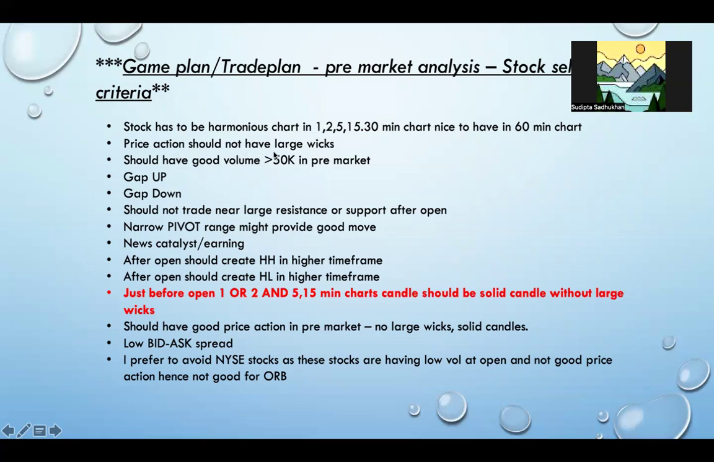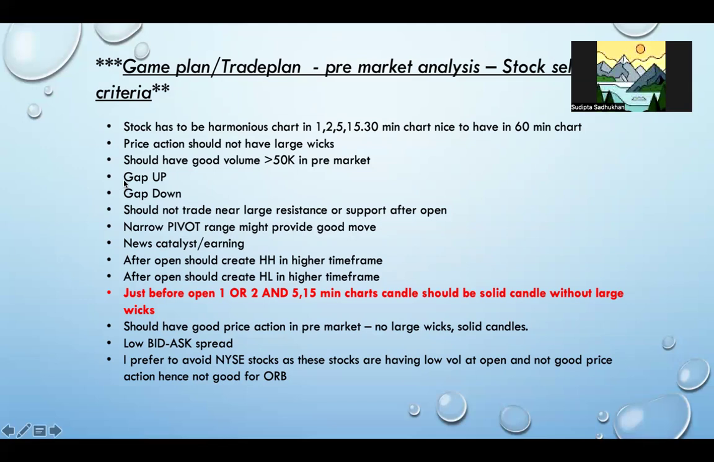Price action should not have large wicks. That is what we have discussed, and it should have good volume in the pre-market. If it is having at least 50K or 100K, that would be really good. If some stocks have very low volume, like 10,000, 5,000, or 1,000 in the pre-market, that will not be a good candidate for opening range, because low volume price action will not be appropriate after open. So we'll try to avoid that. We expect some good volume, like 50K at least, or 100K.